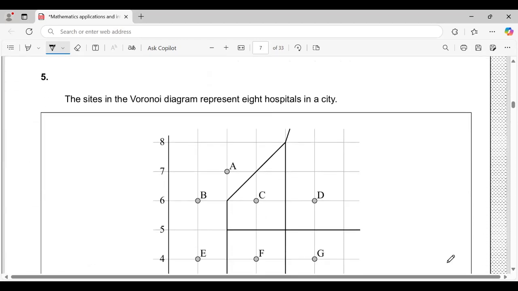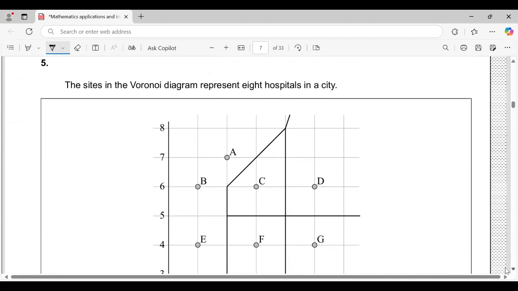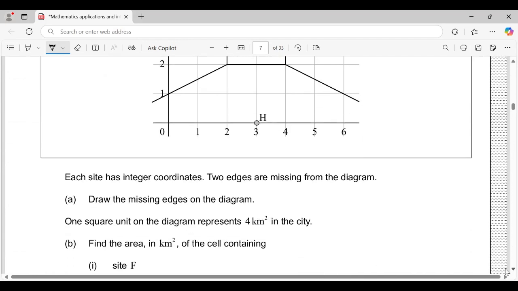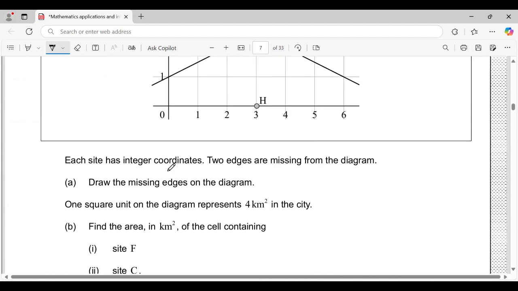Number 5, the sites in the following diagram represent 7 hospitals in a city. These are hospitals A, B, C, D, E, F, G. Each site has integer coordinates. 2 edges are missing from the diagram. Draw the missing edges on the diagram.